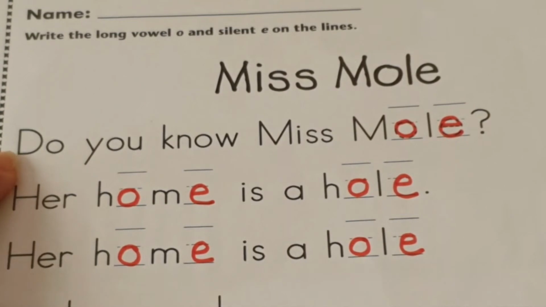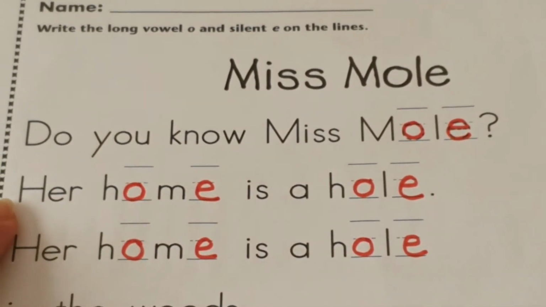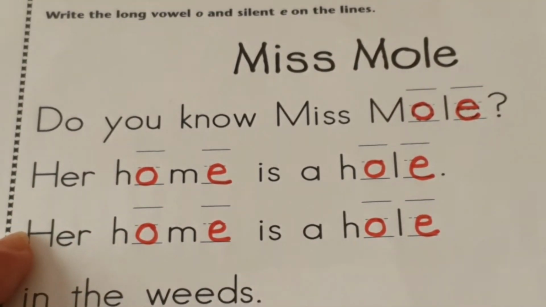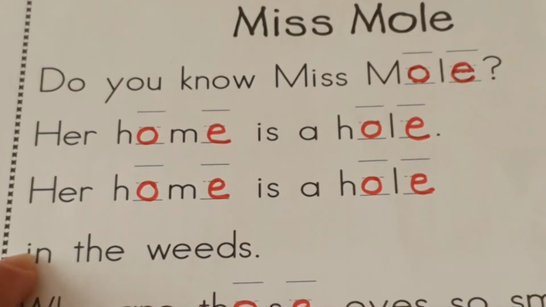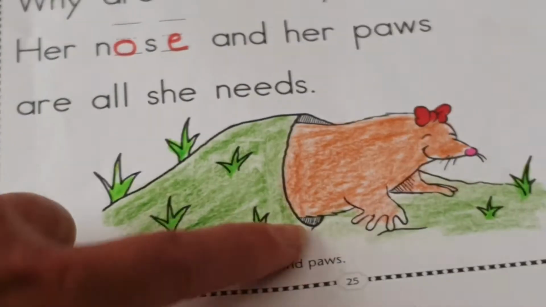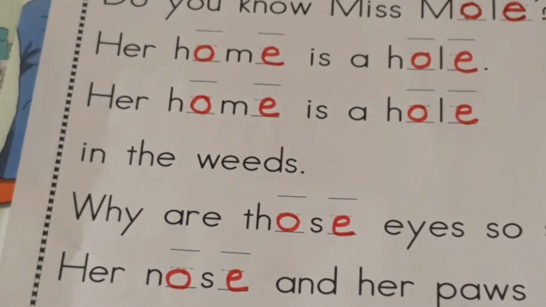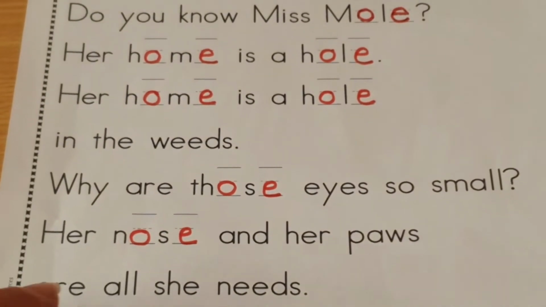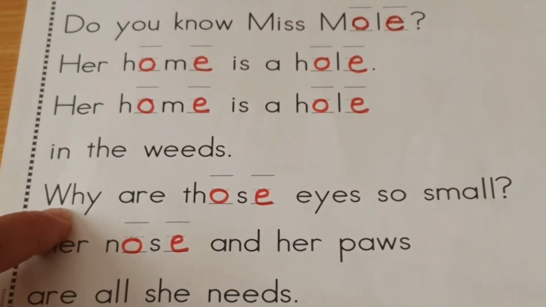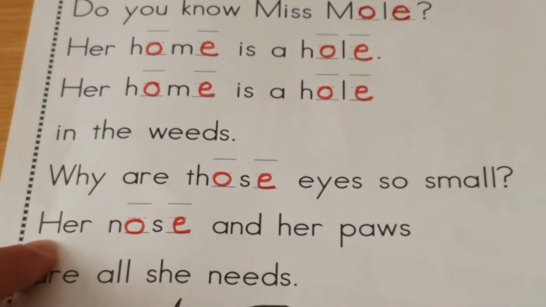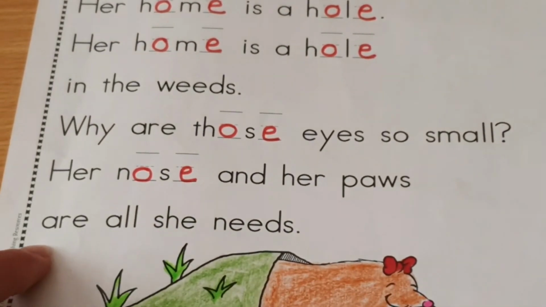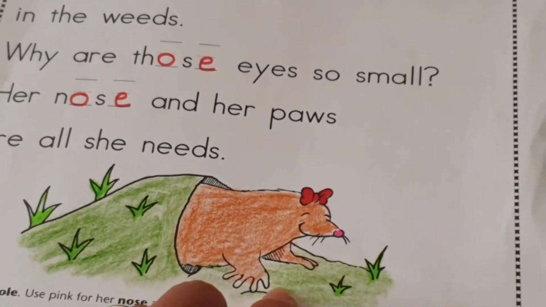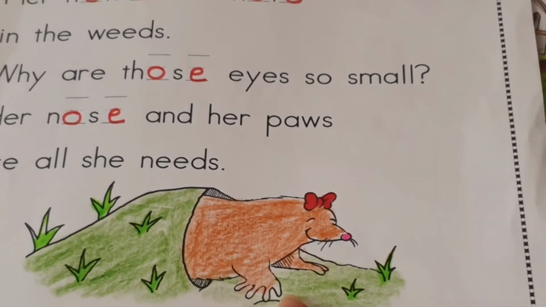Do you know Miss Mole? Her home is a hole. Her home is a hole in the weeds. Now, look here. She lives in a hole, right? The same as what we wrote before. Here. Why are those eyes so small? Her nose and her paws are all she needs. Now, moles cannot see very well. They use their nose and their paws to make the holes, but they cannot see because they are blind.